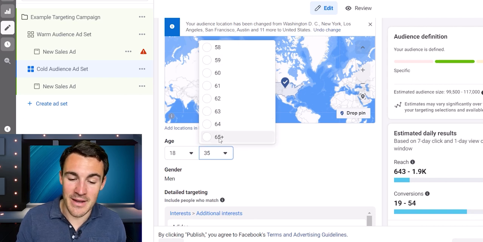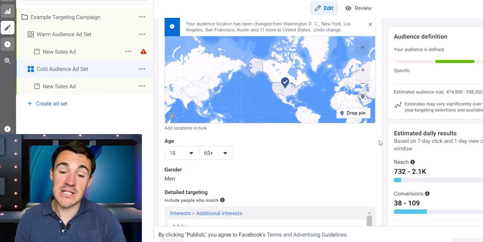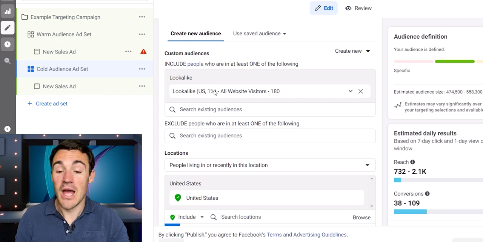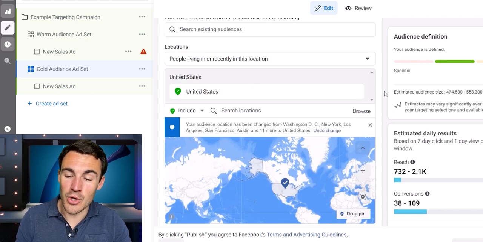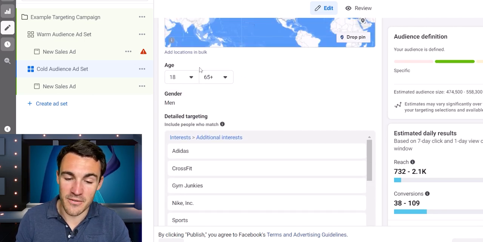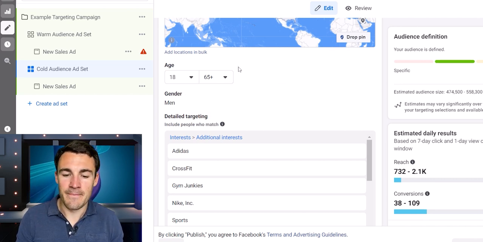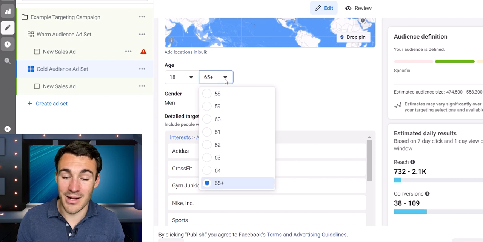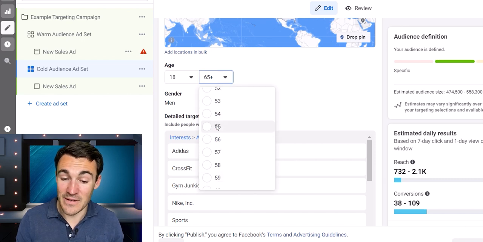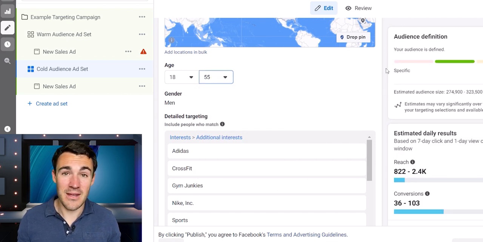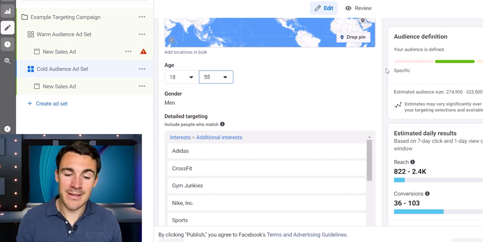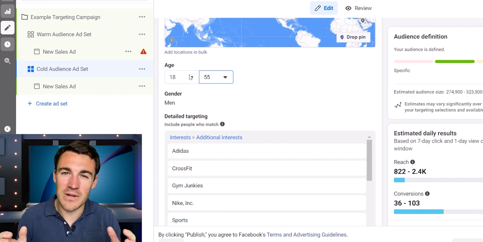What I actually recommended was go with 65 plus. And the reason why is because we're using a lookalike audience. When you're using a lookalike audience, you don't want to artificially constrain yourself by narrowing down the age parameters. If we were just going with detailed targeting, it would probably look something like 18 to, say, 55, maybe 18 to 50. Still much, much broader than they were going. But that's a big targeting mistake, being overly small on the age range.